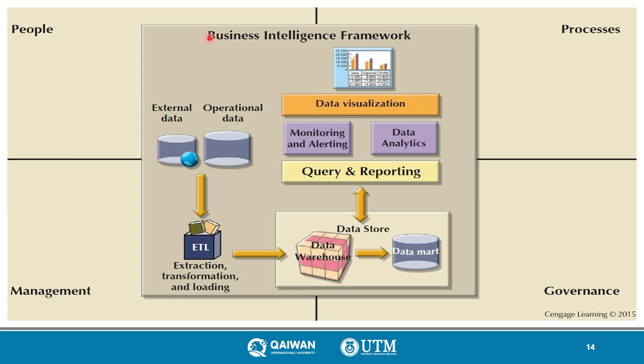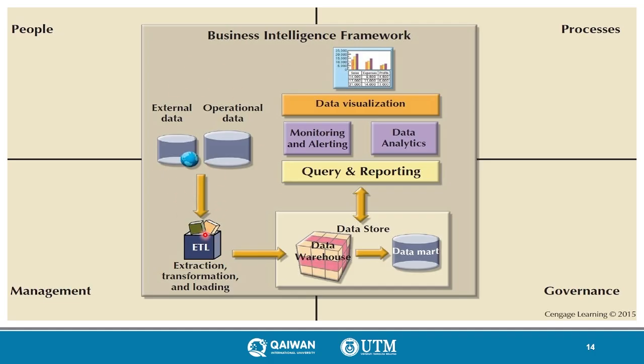Now, this is the business intelligence framework. We would have external data and operational data. This operational data, let's say, is the system that you would create for an organization, and external data would be the data and information that they got from a campaign, such as an ad from Facebook, YouTube, TikTok views, and so on.